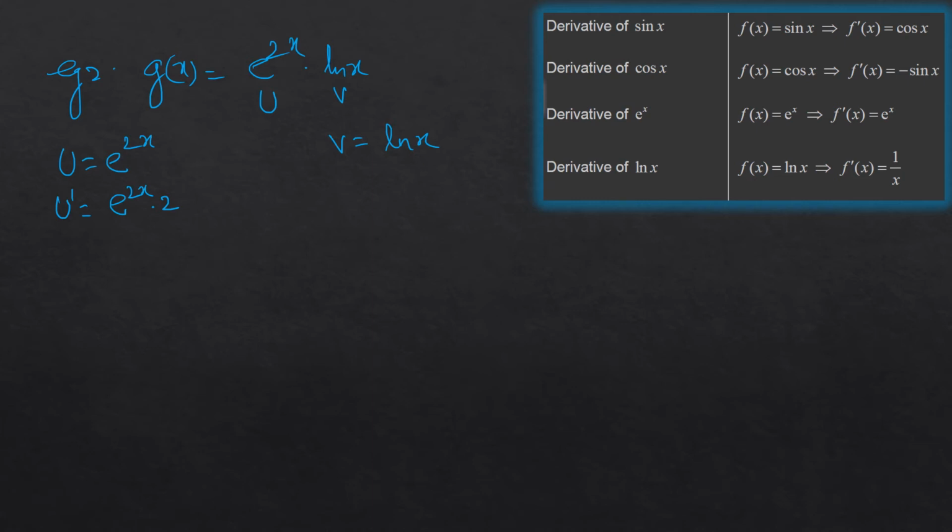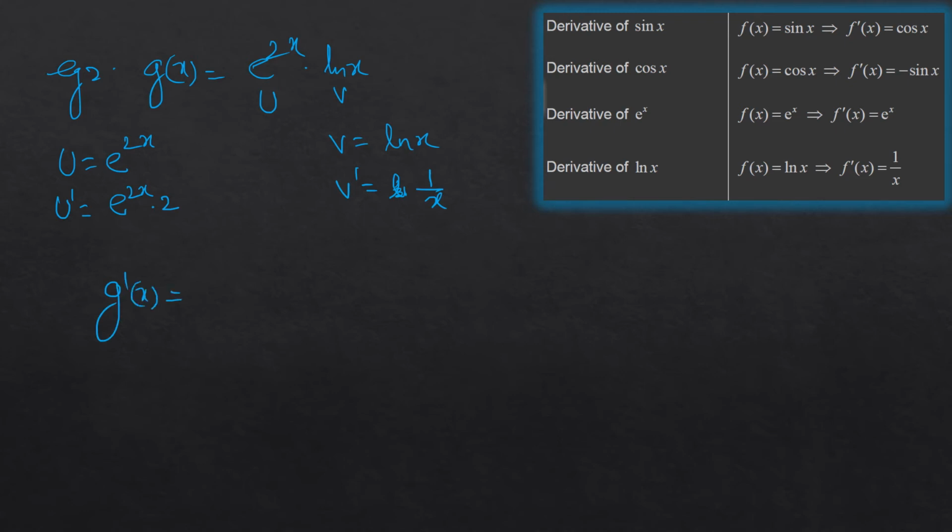In my previous video on the chain rule, I explained how you can find the derivative of composite functions. If you haven't watched it, I am going to put its link here. You can watch it. Now let's find the derivative of v, which is 1 over x, because the derivative of ln x is 1 over x. Now I will nicely put it back in the formula.